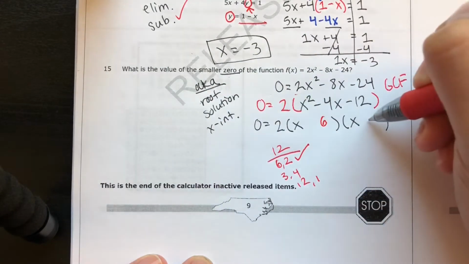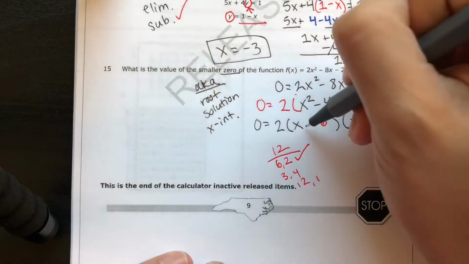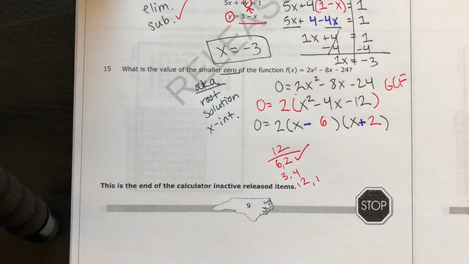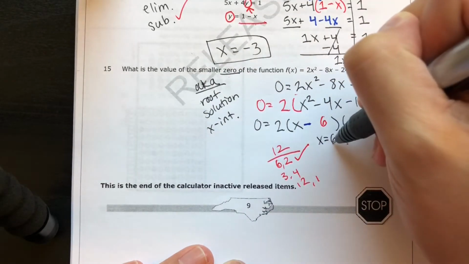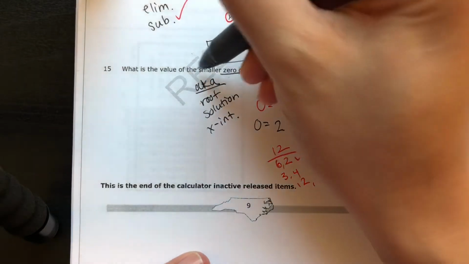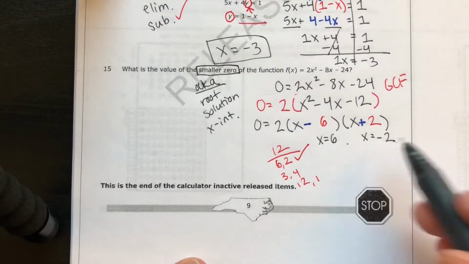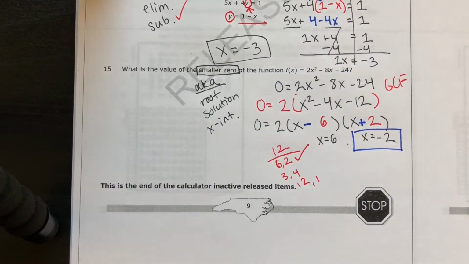So I can put a 6 here and a 2 here. Now I need to figure out the signs. So negative 6 and positive 2 will add to equal negative 4, making my zeros for this binomial positive 6, and this one right here, negative 2. The question's asking for the smaller zero of the two of them, and negative 2 is the smaller number, so that's going to be your answer.